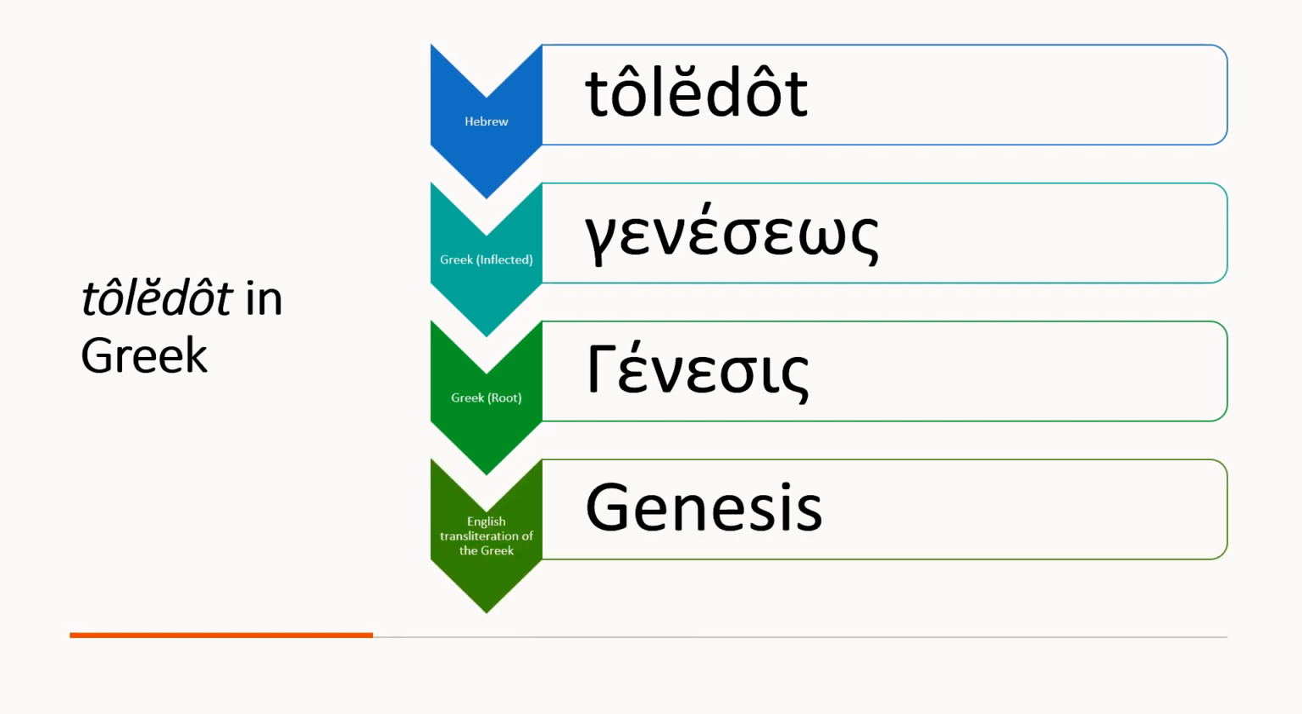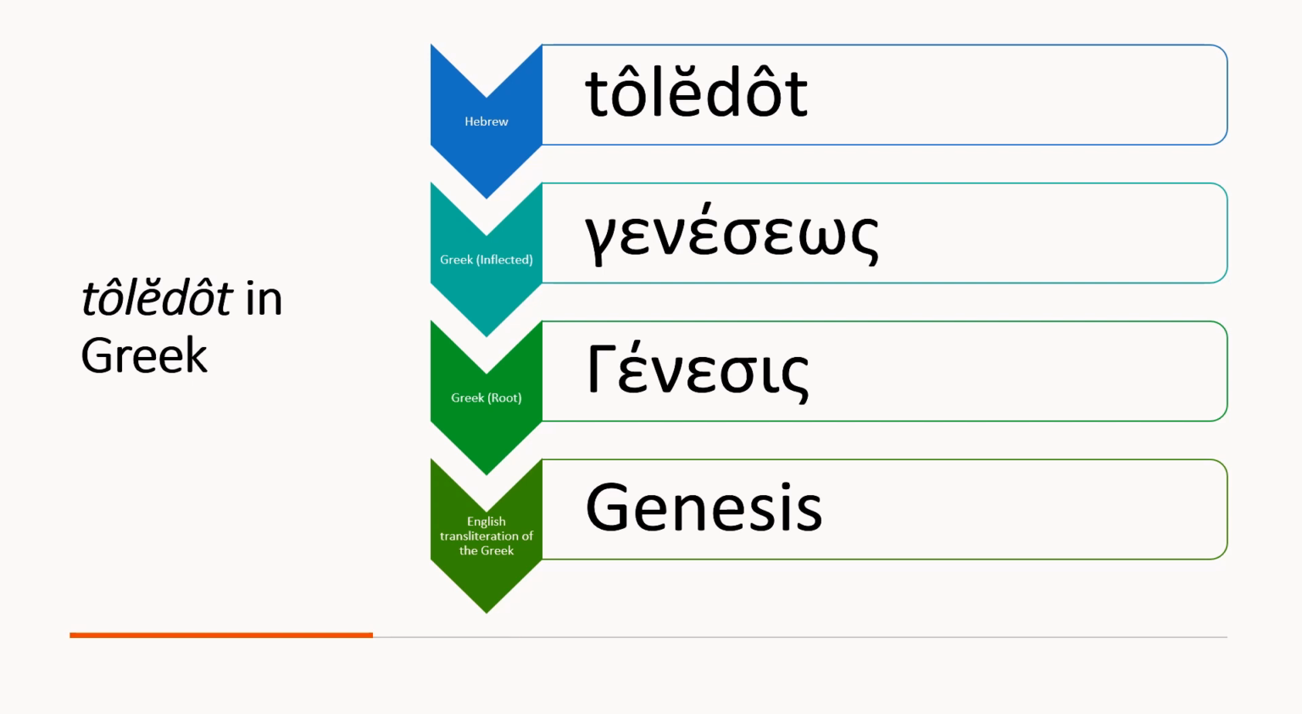So actually, this toledot formula is so influential and important when it comes to the structure of the book of Genesis that it actually influenced its name. And so we're going to take a look a little bit more at this toledot formula, which is evidently so influential because it helped to make the name Genesis come about.